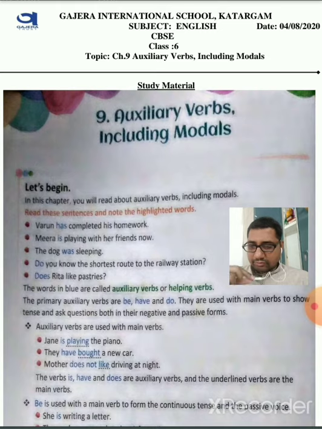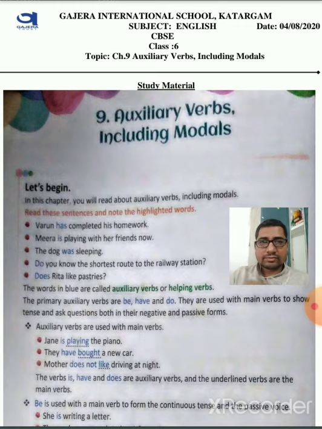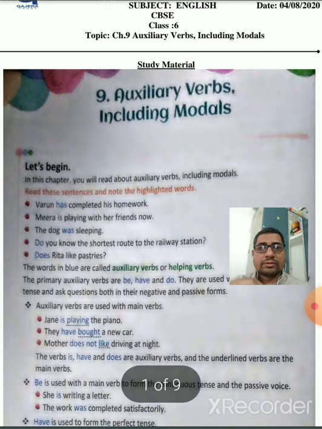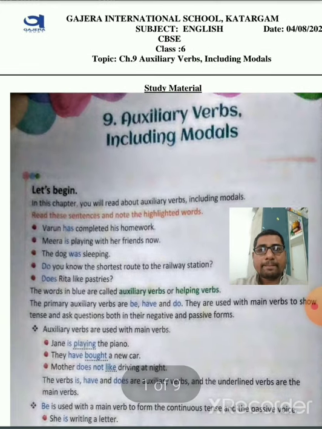Today we are going to learn grammar topic, chapter number 9, auxiliary verbs, including modals. So in this title there are two things, auxiliary verbs and modals. First of all, we will try to understand verbs. So in this chapter you will read about auxiliary verbs including modals.